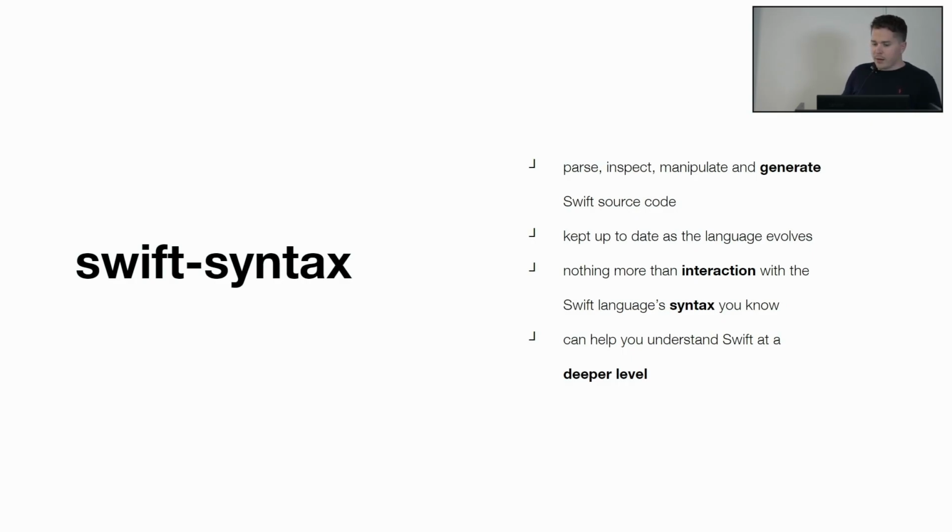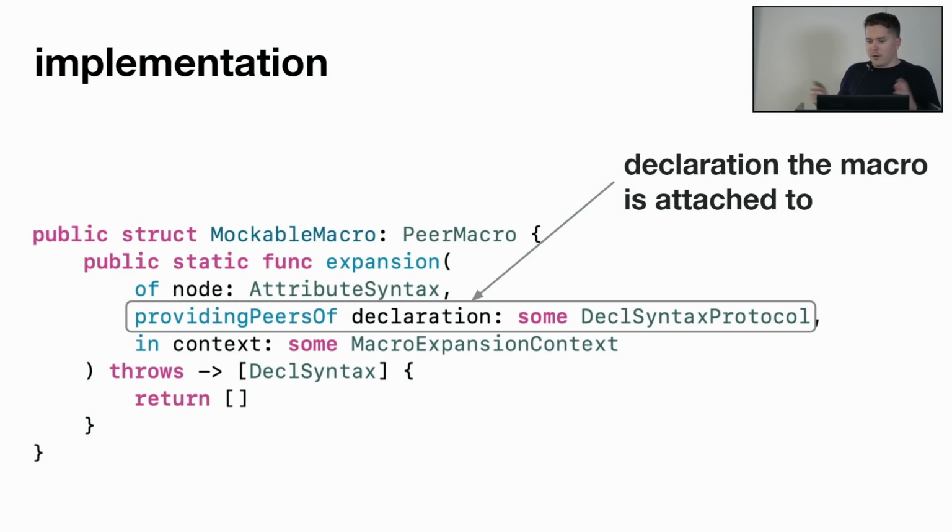And an advantage I noticed throughout working with Swift syntax is that it can even help you understand Swift at a deeper level. It also taught me the correct phrases for some of the Swift syntax's terminology. So, to go back, I mentioned that the declaration we get in this parameter is a generic declaration.